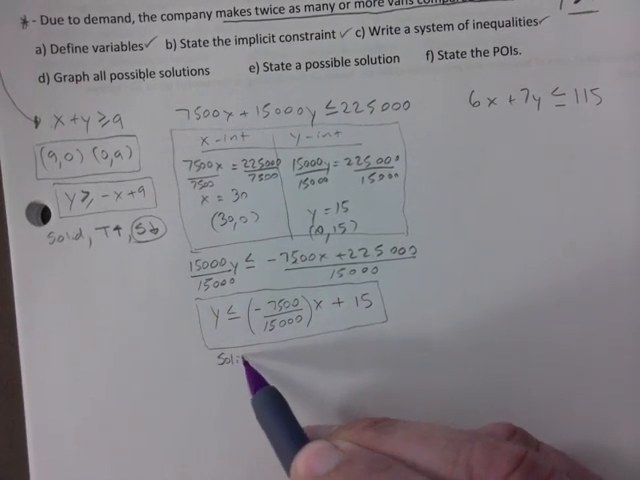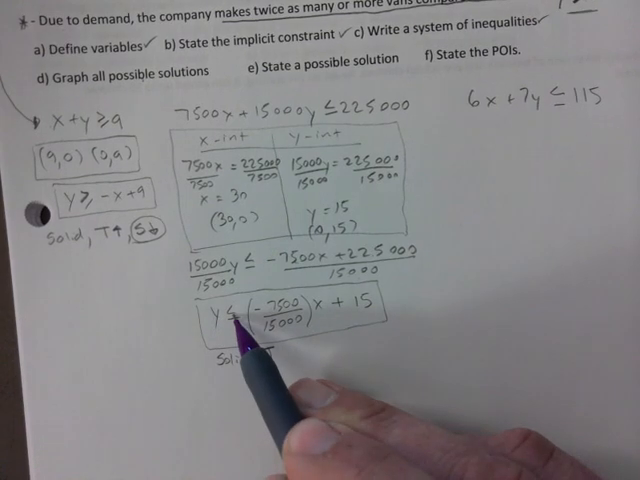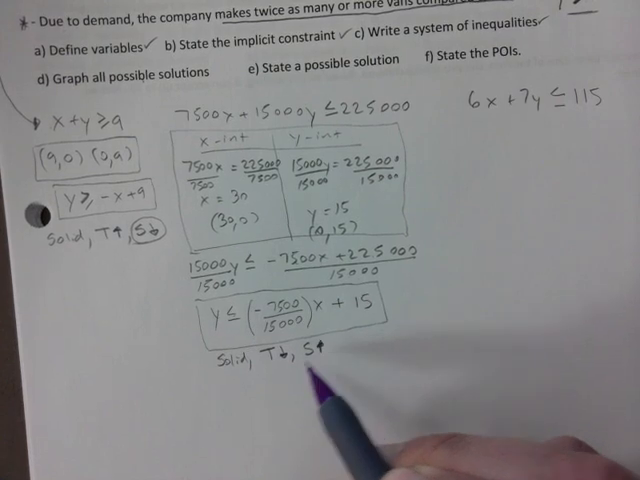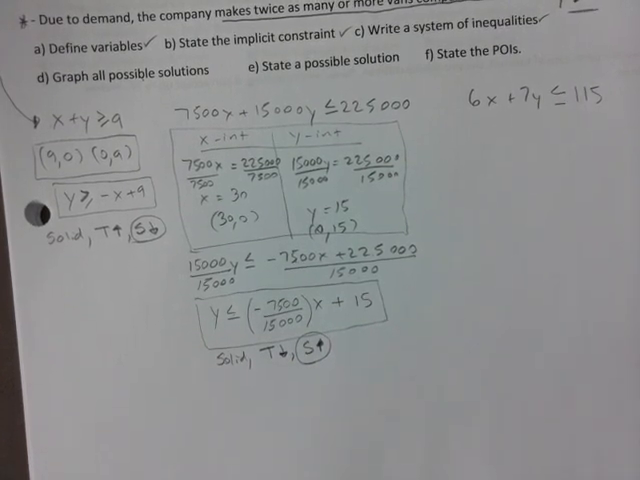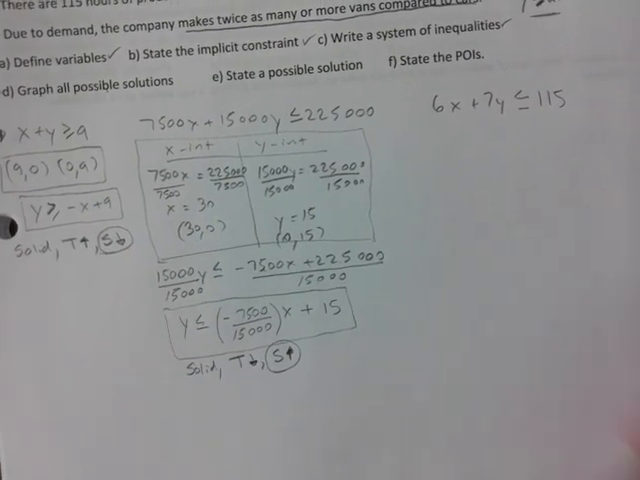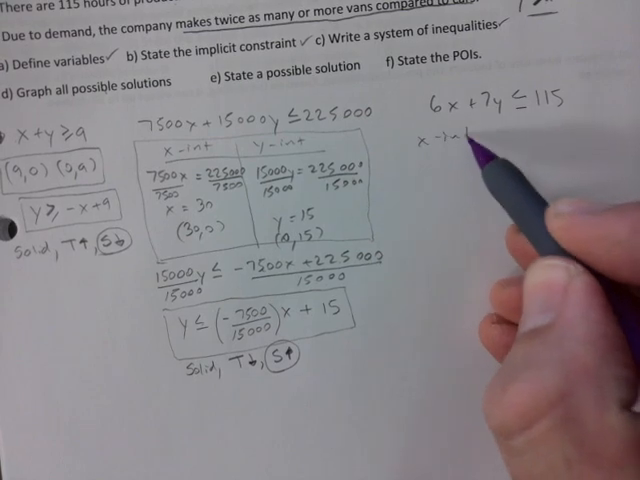Anyway, solid. True is below, right? True is below. I will shade above. And this is what I focus on. Where am I going to shade? And then the last one here. X-intercept, y-intercept.